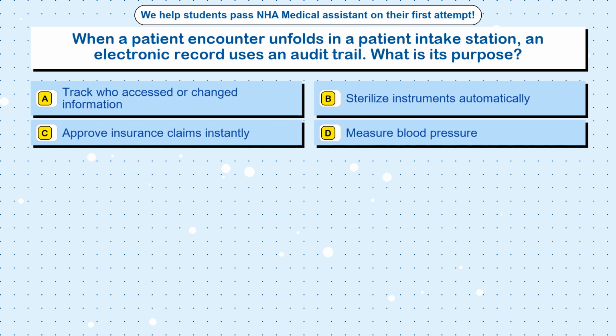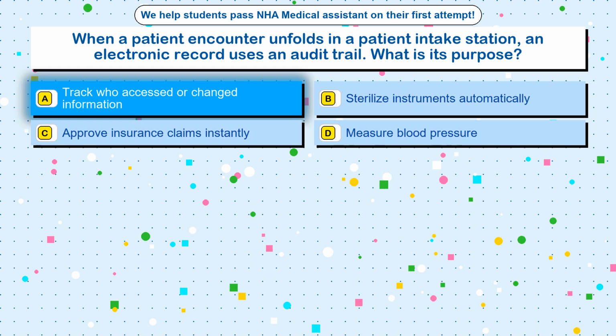Question 42. When a patient encounter unfolds in a patient intake station, an electronic record uses an audit trail. What is its purpose? Option A. Track who accessed or changed information. Option B. Sterilize instruments automatically. Option C. Approve insurance claims instantly. Option D. Measure blood pressure. The correct answer is option A.